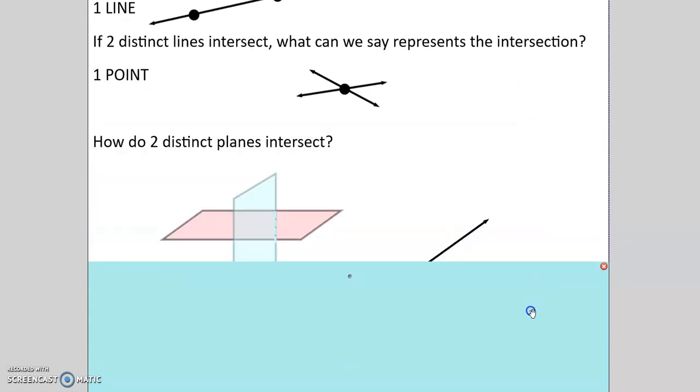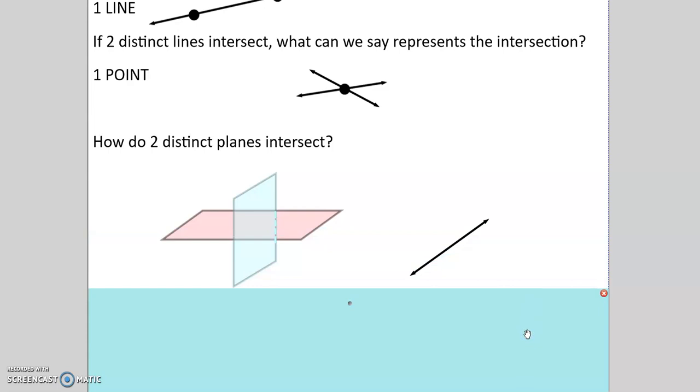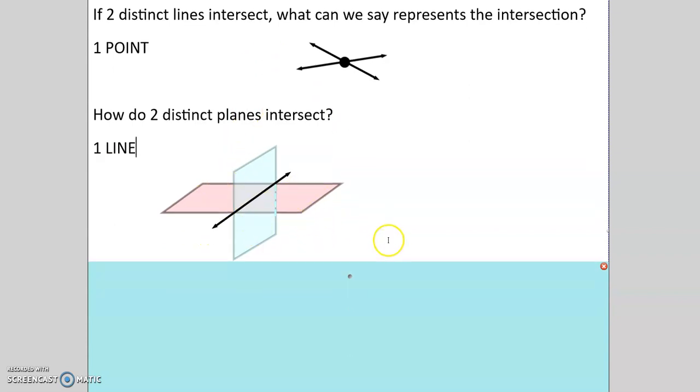Another case is a little more three-dimensional to see, but here are two planes. I have a pink plane and a blue plane, and where they intersect is at one line. Think about if you have two pieces of paper with cuts down the middle of them, you can slide them into each other, and where they're going to cross, where they're going to meet, is at one line. Two planes intersect at one line, okay?